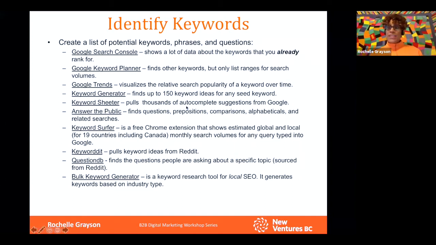Keyword Sheeter gives autocomplete suggestions. When you're typing things in and Google autocompletes, it tells you what those autocompletes might look like if you were typing in those keywords. Answer the Public is great because it finds those questions, comparisons. It's a very detailed tool with related searches from what the public is searching. Maybe they use different terms, and you want to know what's the term people are most likely to use or what's synonymous. Keyword Surfer is a Chrome extension that estimates the global and 19 countries, including Canada, monthly search volumes. So that's kind of nice.